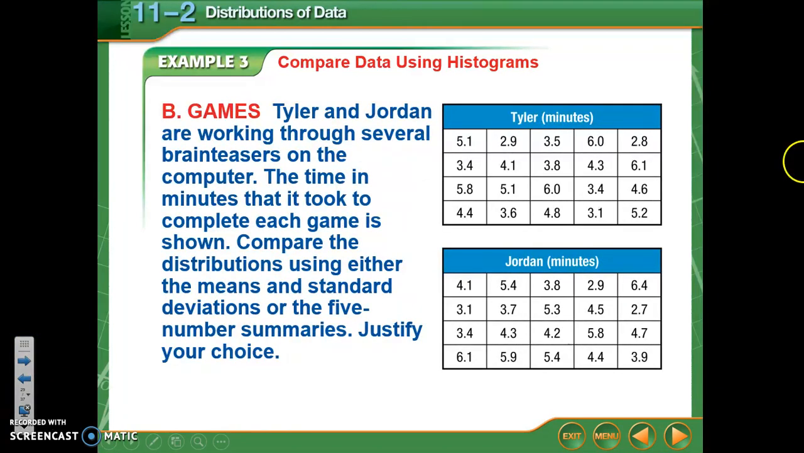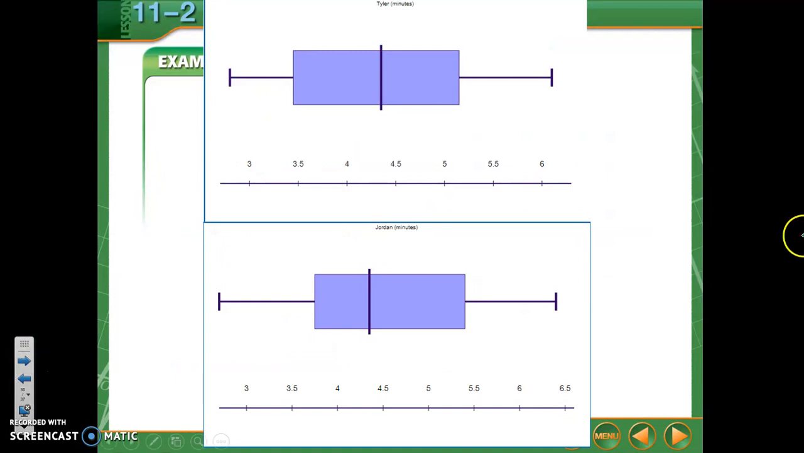All right, if we look at part B, this time they want us to compare their distributions using the means and standard deviations or 5-number summaries. Since we already said that one is skewed and one is not skewed, we know that we're going to use the 5-number summaries. If even one of them is skewed, we use the 5-number summary. So I went ahead and did box and whisker plots for each of them so that we could see the 5-number summary a little bit.